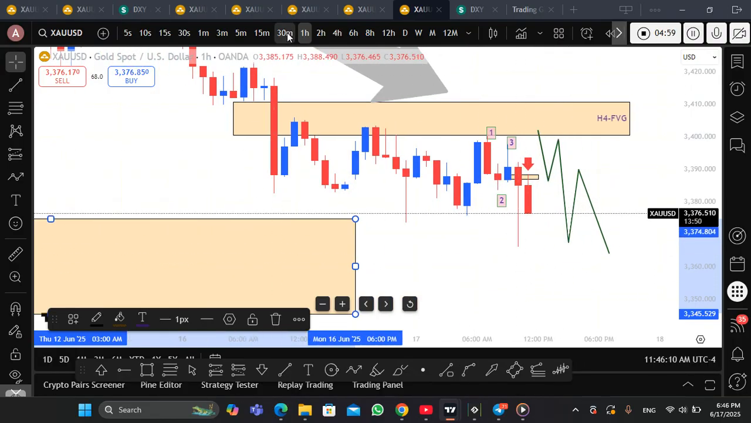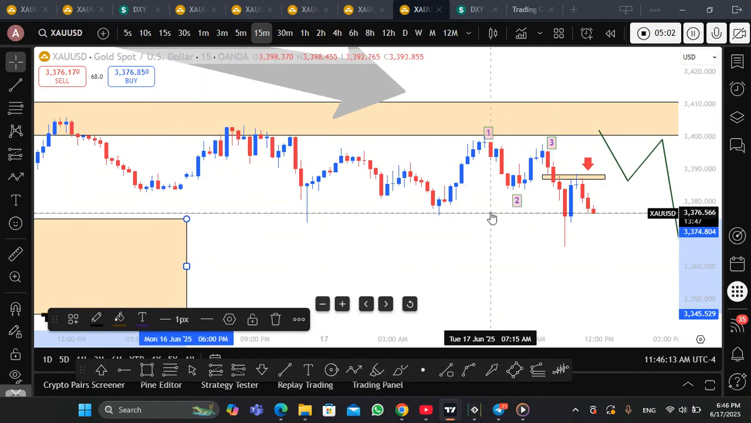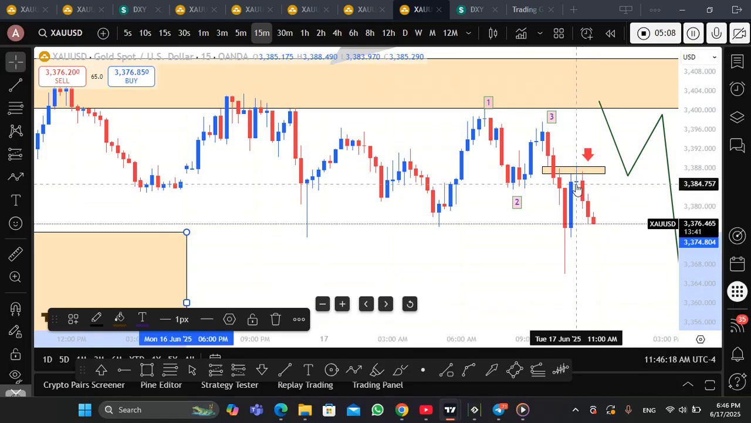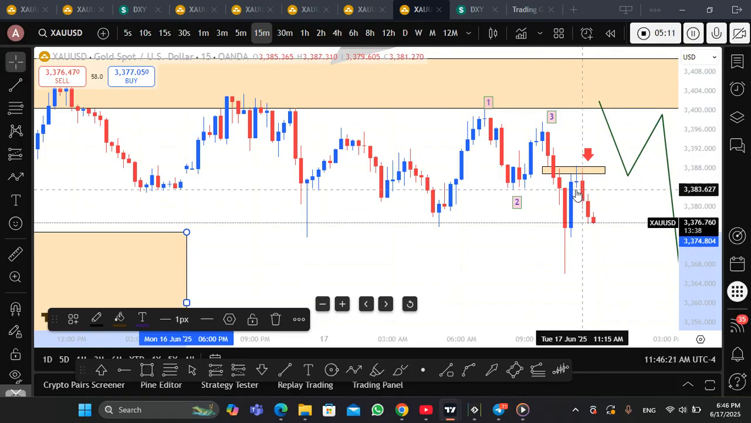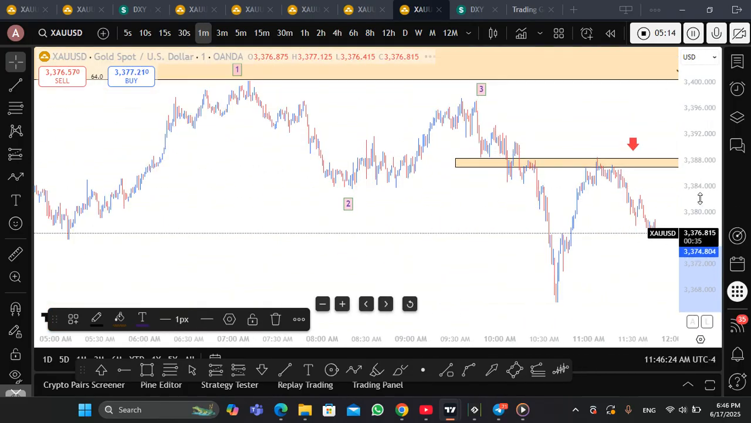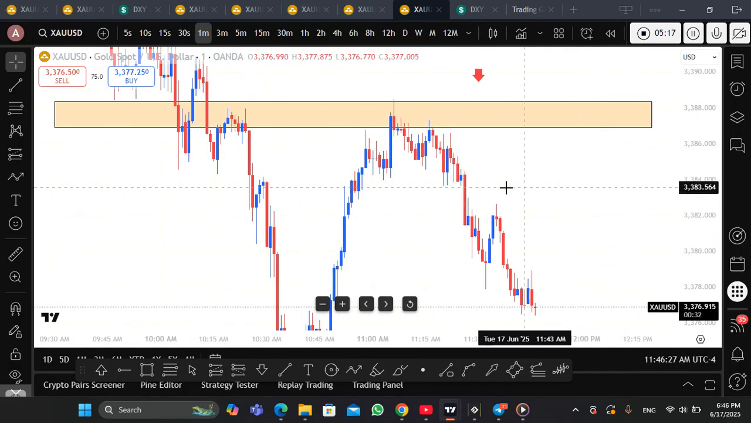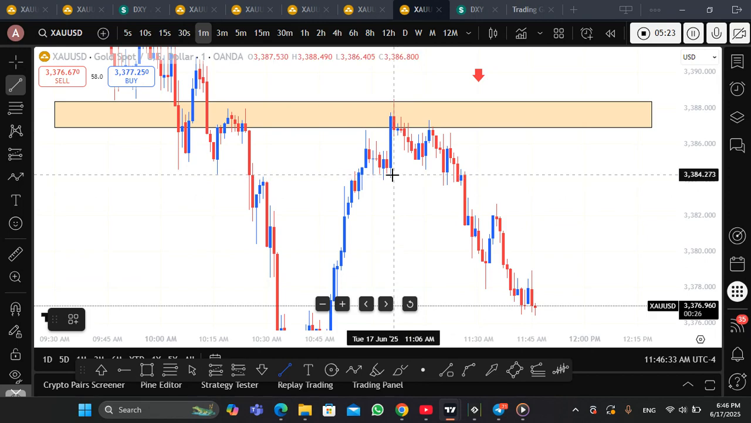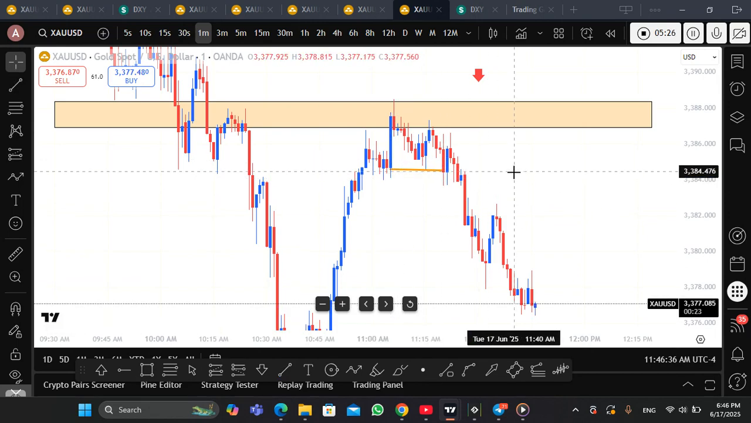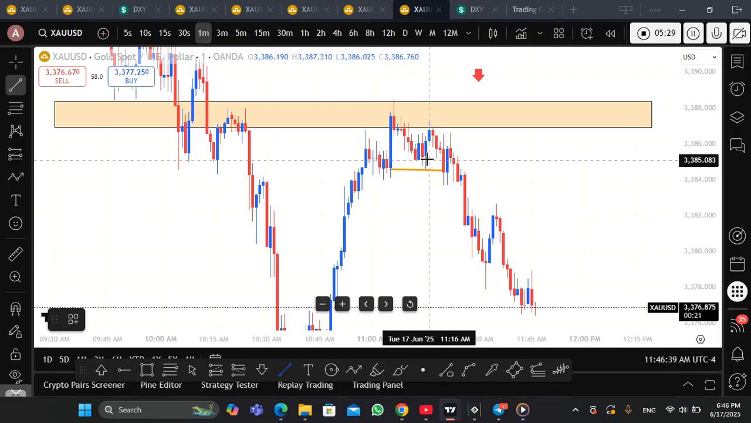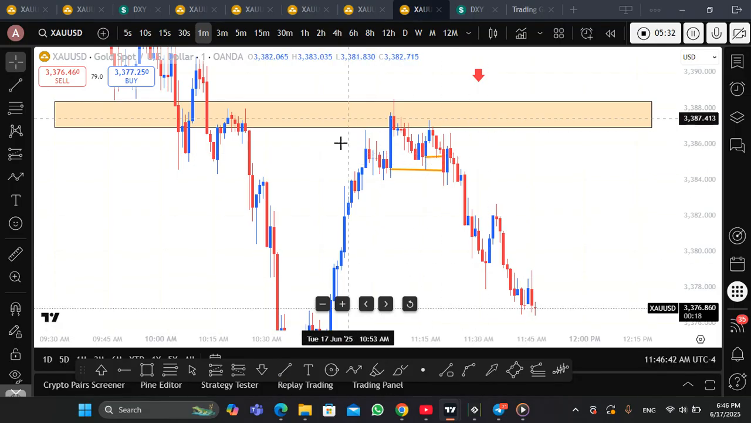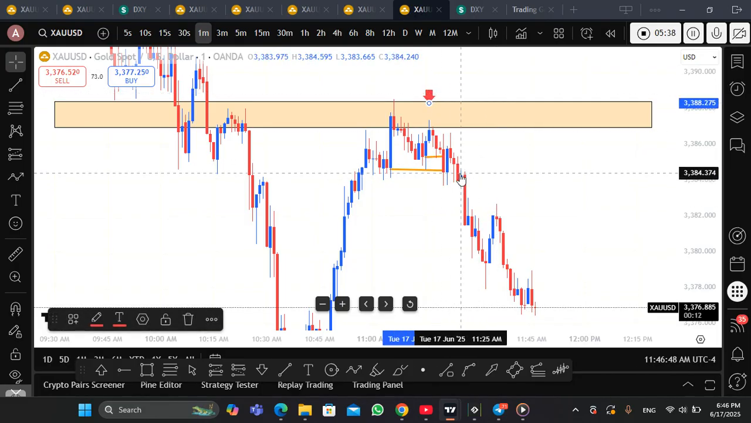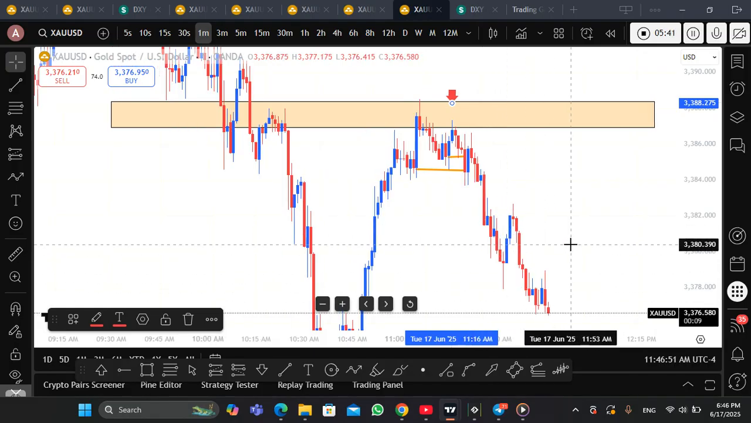This is the first. The second thing, as you can see, there is a violation 3 to the 1. The third thing, there is a rejection candle on 15 minutes, and also there is a change in the state of delivery on 1 minute. This is a change in the state of delivery, and also this is a change in the state of delivery, on 1 minute. And this makes the rejection, and we enter here, in this area, and the price moves down.